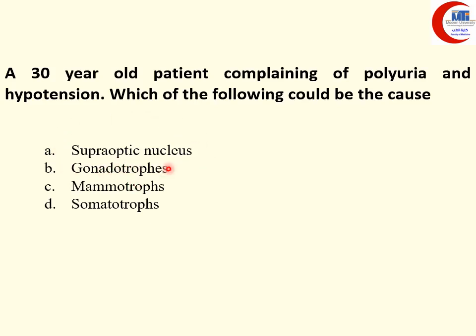The supraoptic nucleus secretes the antidiuretic hormone, which causes reabsorption of water from the distal convoluted and collecting tubules in the kidney. So when there is a defect in this hormone, this causes polyuria and hypotension, as there is more loss of water from the kidney tubules, which causes polyuria and hypotension.